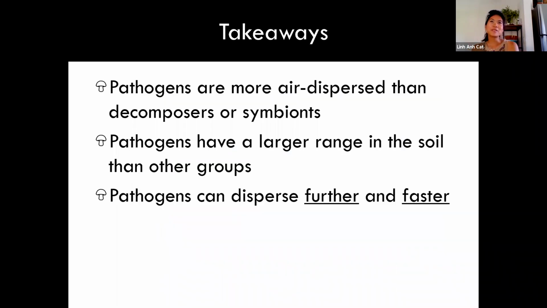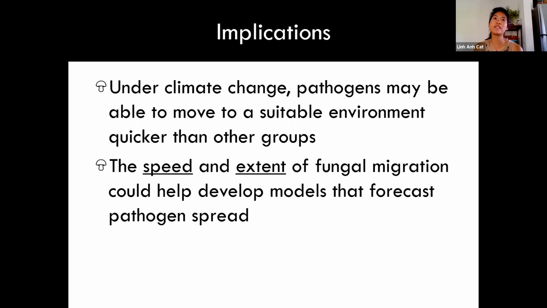So the takeaways from this project is pathogen fungi, so disease-causing fungi, are more air dispersed than the two other groups, the decomposers and symbionts. They have a larger range in the soil, and so this is indicating that they may be able to disperse further and faster than other groups because we see them more in the air, and they do have a larger range in the soil. And what that means is under climate change, these disease-causing fungi may be able to move to a better environment that's better for their needs quicker than the other groups.